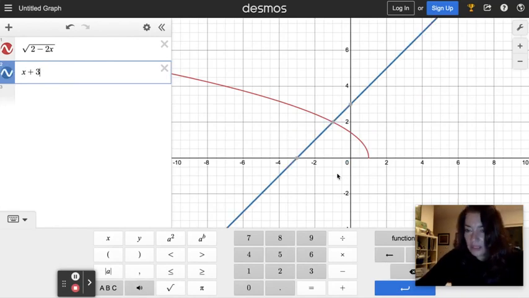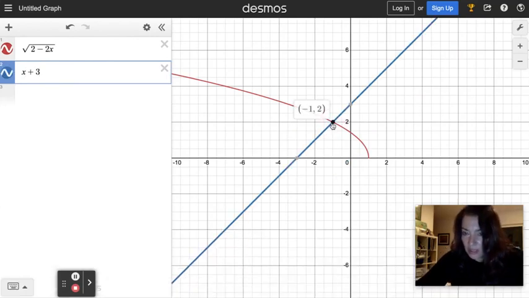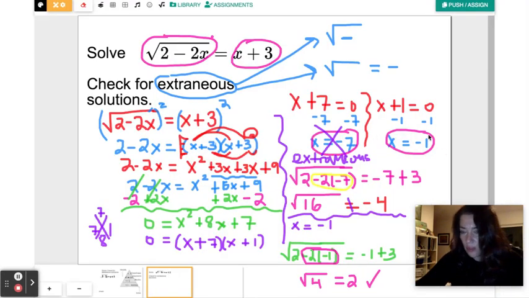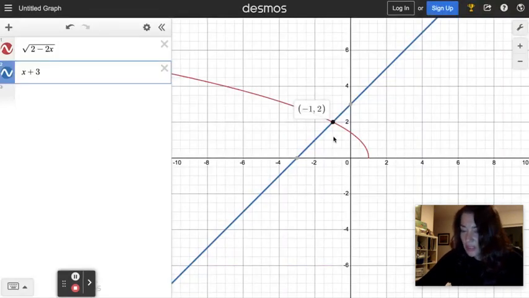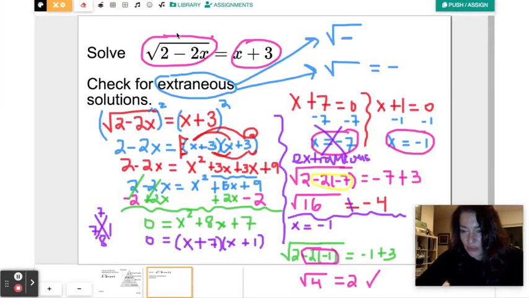So you can see that our solution is at negative 1. When x is negative 1, y is 2, which is exactly what we got when we solved. We got that negative 1 was our solution. And you can see that the graph does not intersect at x equals negative 7, which would be somewhere here. So this is how you would solve for a square root function with an extraneous solution.